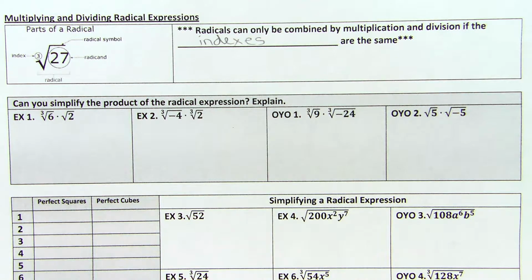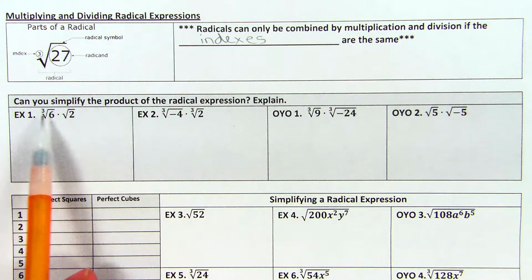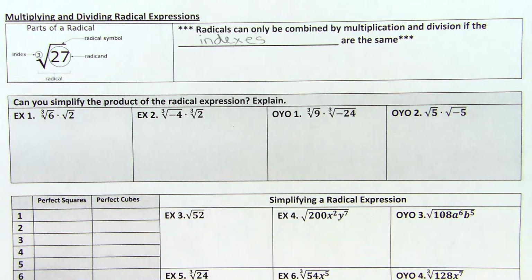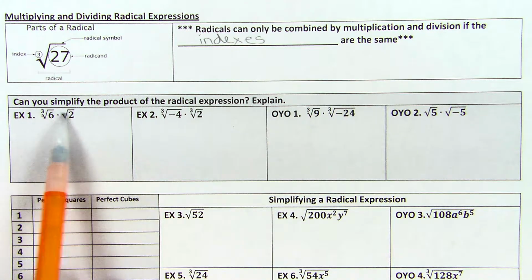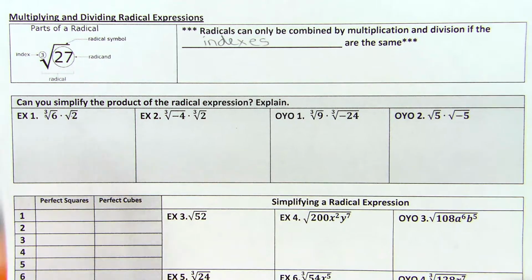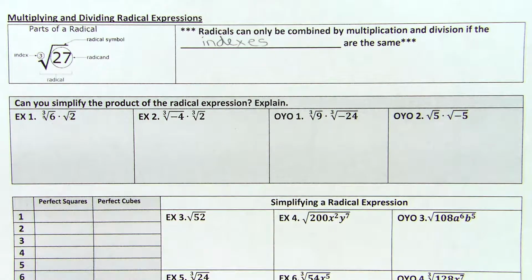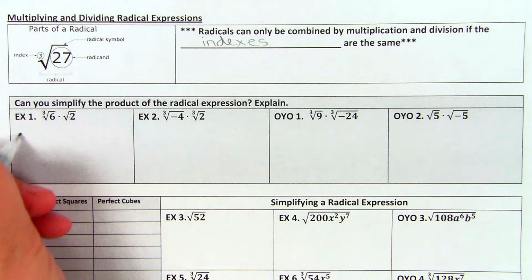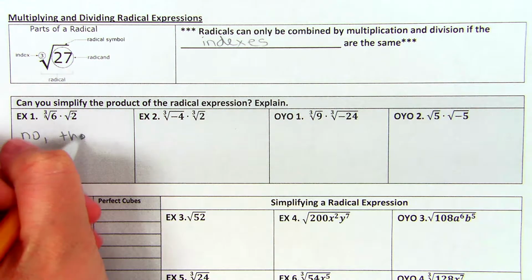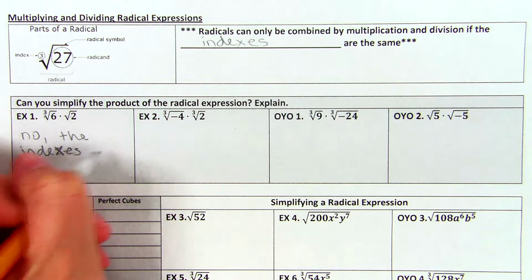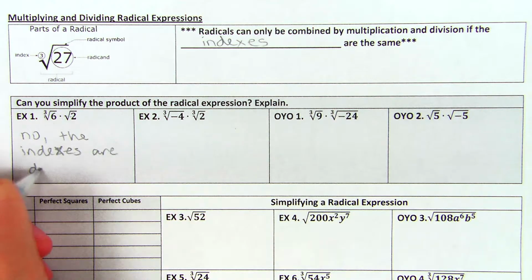So let's go ahead and jump right in. Example 1. Cube root of 6 times the square root of 2. Remember, square root is where we don't see an index written at all. It's understood to be 2. These indexes are not the same, so we cannot multiply these two radicals together. Therefore, can you simplify the product of the radical expression? No. The indexes are different.